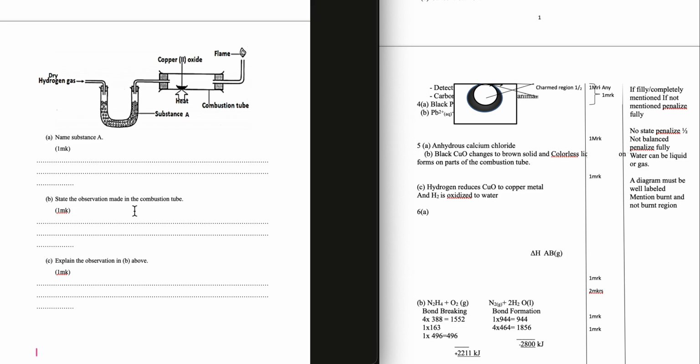State the observations made in the combustion tube. Black changes to brown solid and colorless liquid forms on the cooler parts of the combustion tube. Explain the observation in B above. Hydrogen reduces copper oxide to copper metal and is oxidized to water.